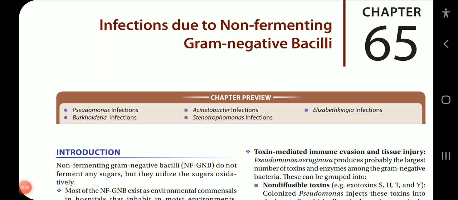Okay, now let us start with chapter 65 of Apurba Sastry's Essentials of Microbiology, which is about infections due to non-fermenting gram-negative bacilli. In this chapter we'll be previewing Pseudomonas infections, Burkholderia infections, Acinetobacter infections, Stenotrophomonas infections, and Elizabethkingia infections as well.